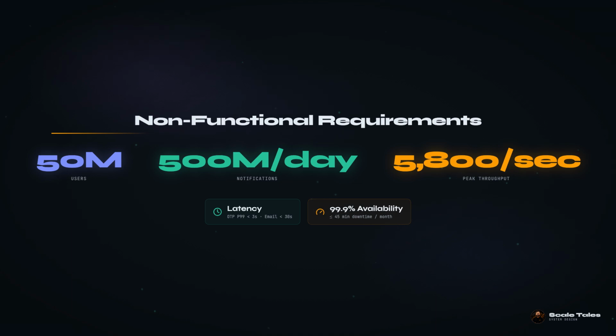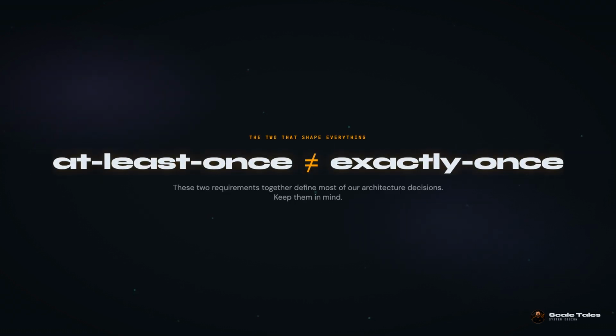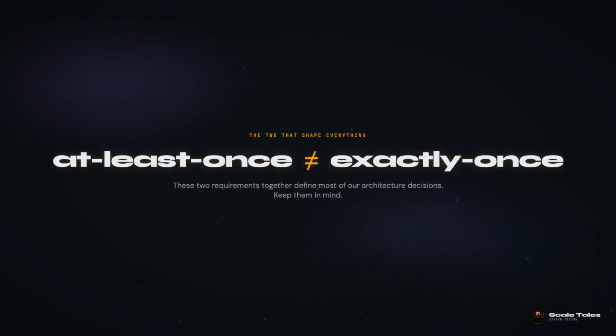Availability: 99.9%. That's 45 minutes of downtime per month max. And this one is important. At least once delivery with idempotency. We can't miss a notification, but we also can't send the same email twice. These 2 requirements together define most of our architecture decisions. Keep them in mind.